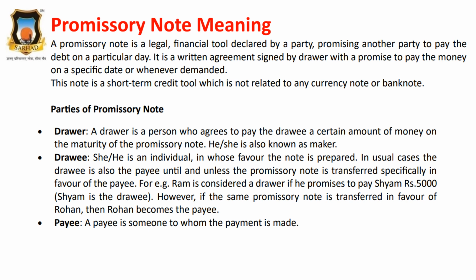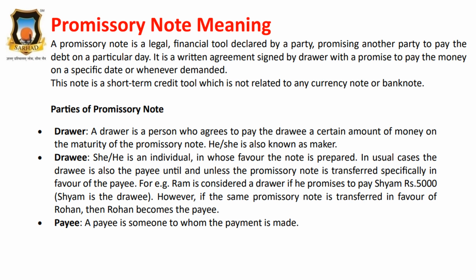Drawer. Just now I said a drawer is a person who agrees to pay the drawee a certain amount of money on the maturity of the promissory note. He or she is also called a maker. Who makes the note? Drawer. Who is the drawer? One who makes the promise to pay in future. So drawer is your first party for the promissory note. Drawer is the one who makes the bill or who makes the promissory note. He is your first party.